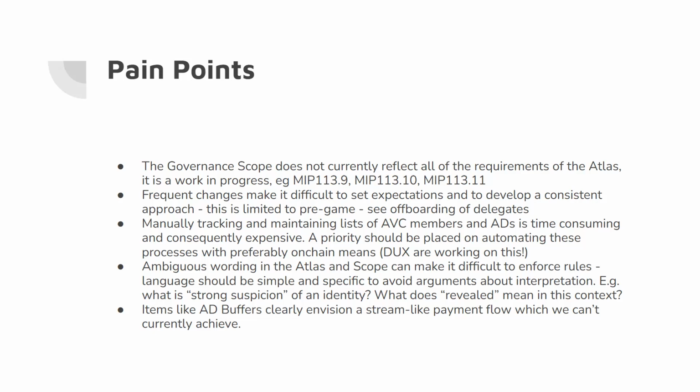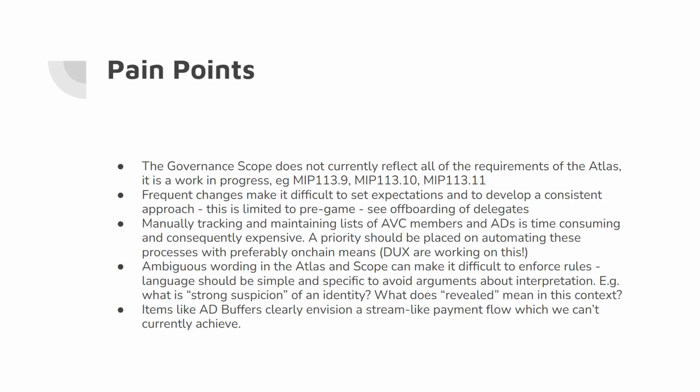I'm sure these things will come, but it's just to highlight that the scope isn't complete, and that's because we're still in pre-game and we're still waiting on further developments to happen that we can then make the system complete. But it does make it difficult. If you've got a document that's changing all the time, rules are changing, it isn't easy to set expectations. If a delegate, say, has questions about how they should be acting, the answer might change from one week to the next based on the latest amendments.